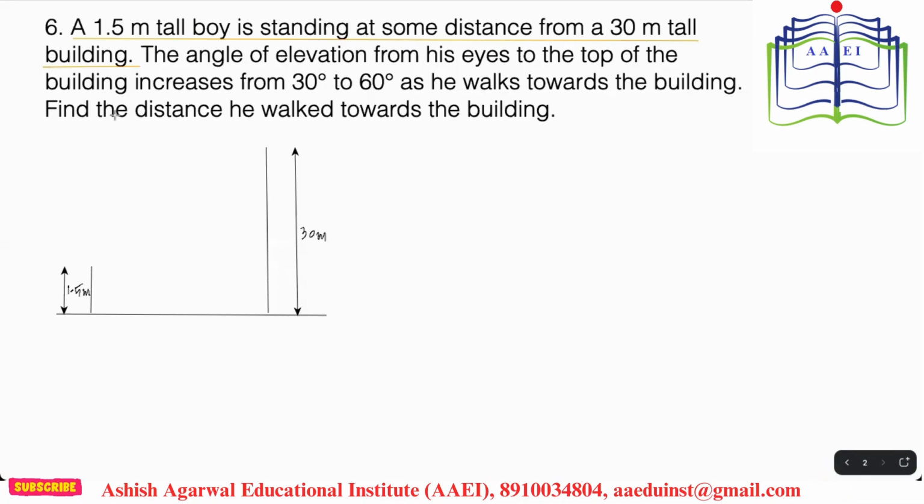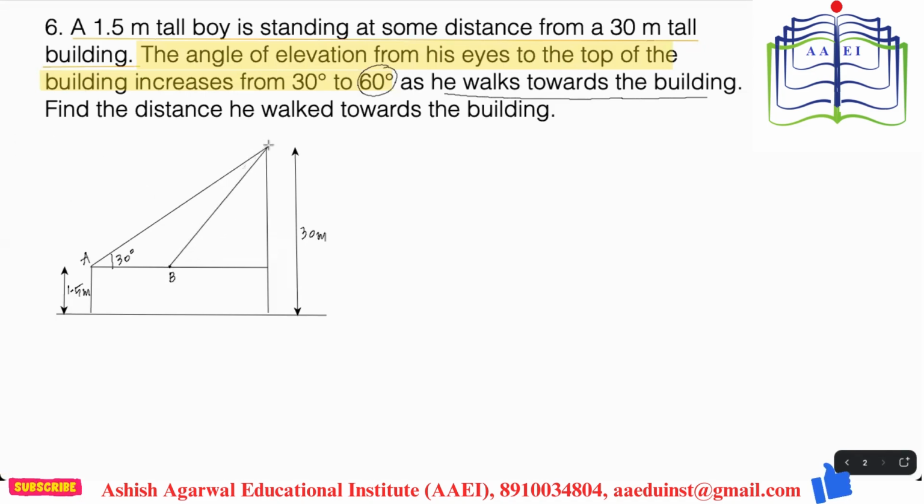Moving ahead, the question goes, the angle of elevation from his eyes to the top of the building increases from 30 degree to 60 degree. It means earlier the angle at which the boy was looking at the top of the building was 30 degree. As he walked towards the building, the angle changes to 60 degree. So let us assume the boy was at position A earlier, walked and has come to position B. From this position, the angle is now 60 degree to the top of the building. This is 90 degree, of course.